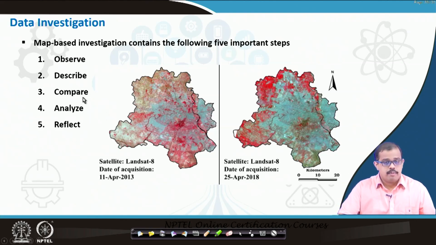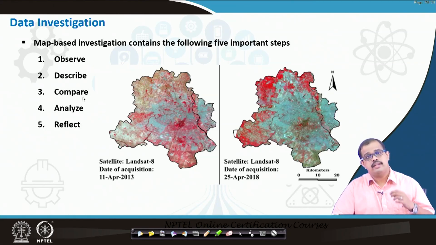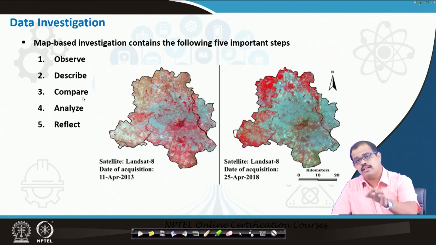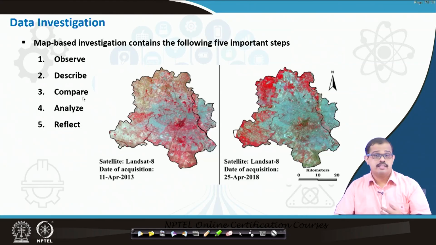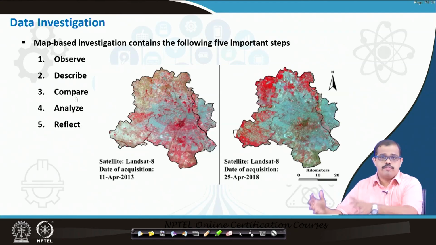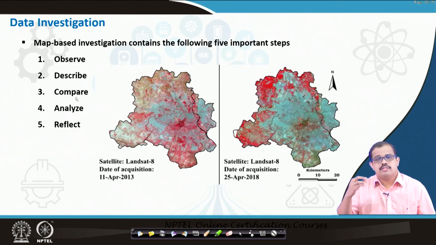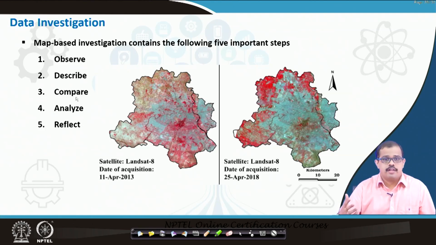So once you compare it, the next thing is analyzing it: how and why it has happened, why that process of transformation has happened. Has an industrial area come up, has the density of population increased, have housing societies come up, were there certain city development plans put in place because of which it came up? All of these analyses can be done using the next part of the information.